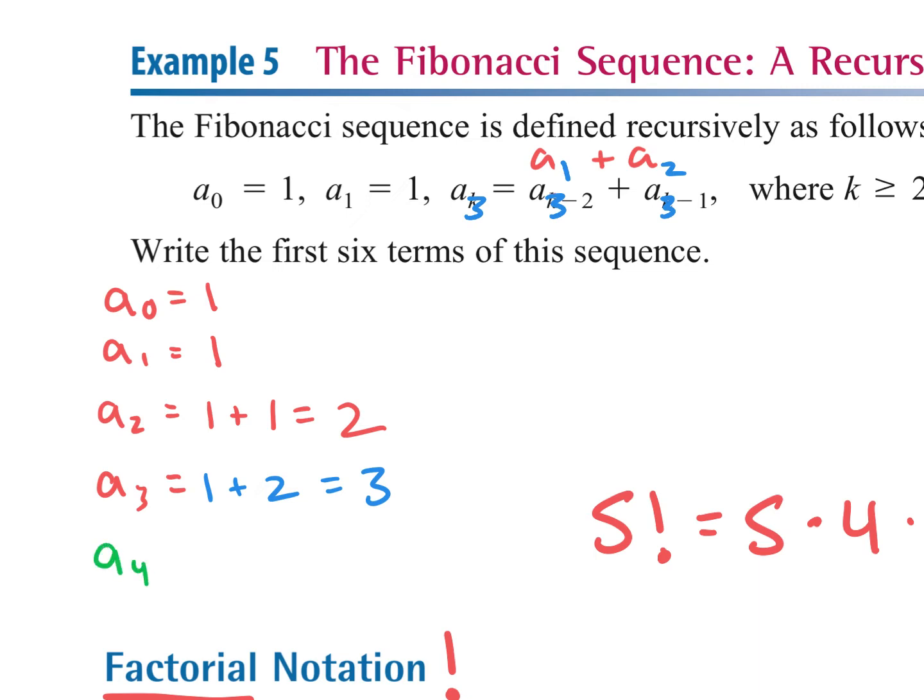Next, I'm going to plug in 4. So I plug in 4 into all of my k's. So this is a sub 2 plus a sub 3. So a sub 2 is 2 plus a sub 3 is 3. So 2 plus 3 is 5. Next I have a sub 5. So what do I add to find a sub 5?